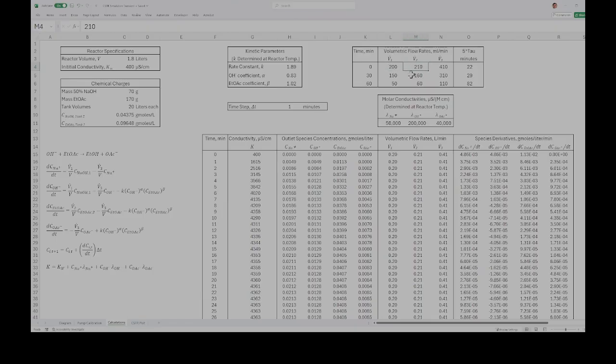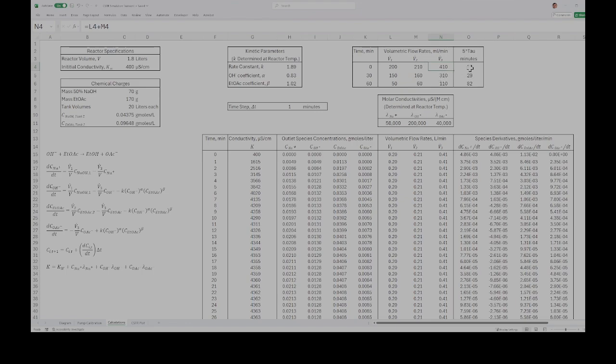Remember that the rotometer readings will have to be compensated for the actual flows for this exercise. At 30 minutes, we'll switch the flow rate from 200 to 150 for sodium hydroxide, 210 to 160 for the ethyl acetate. And at 60 minutes, we're going to change the flow rate down to 50 for sodium hydroxide and 60 for ethyl acetate. Our flow rates leaving the reactor are just the sum of these two flow rates coming in.